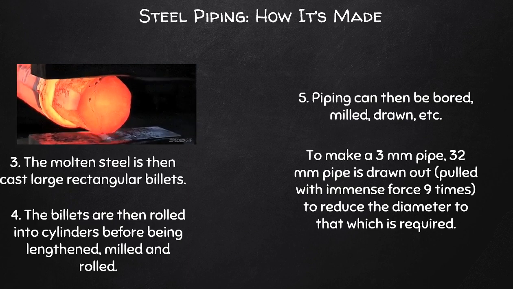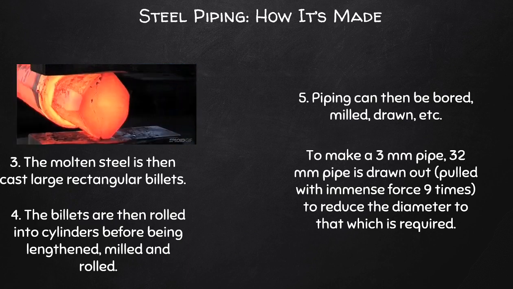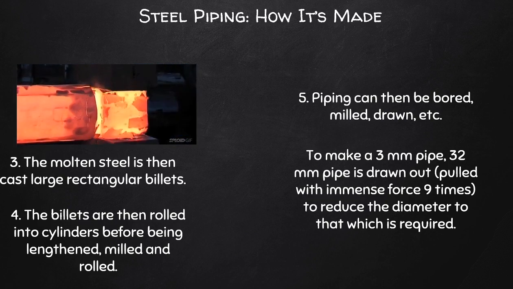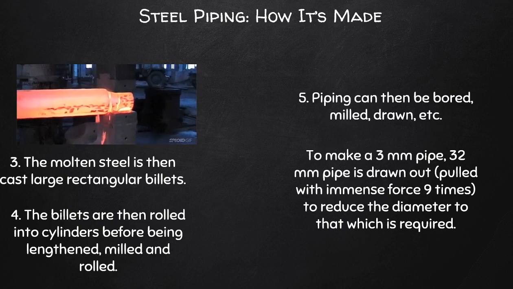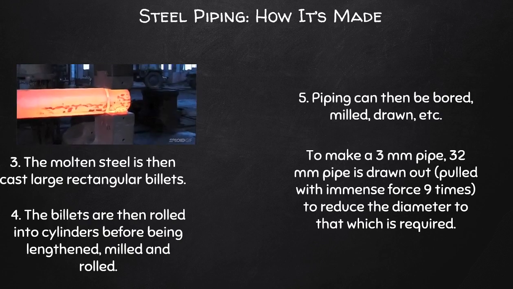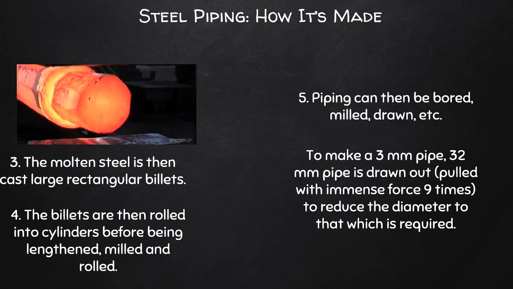Just to give you an example, a 3 millimeter diameter pipe is first drawn from a 32 millimeter diameter pipe by literally pulling with immense force on this pipe to reduce its size. So think about taking a piece of bubblegum out of your mouth and pulling it out into strands.